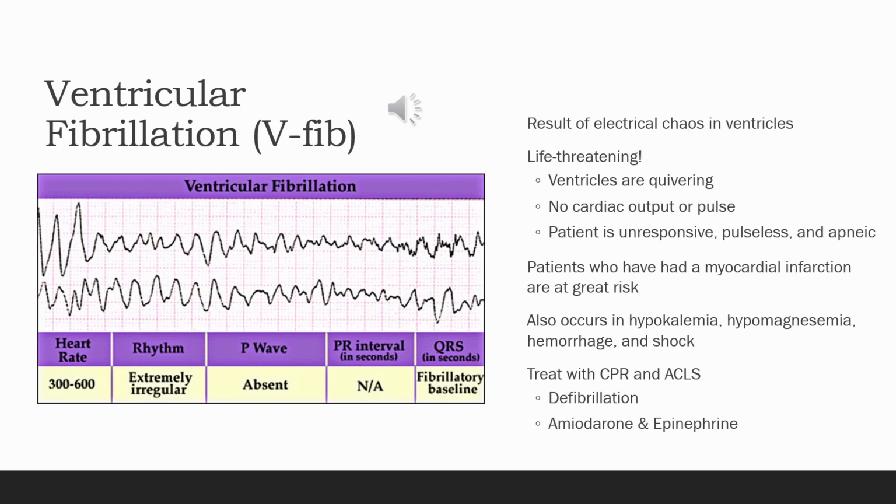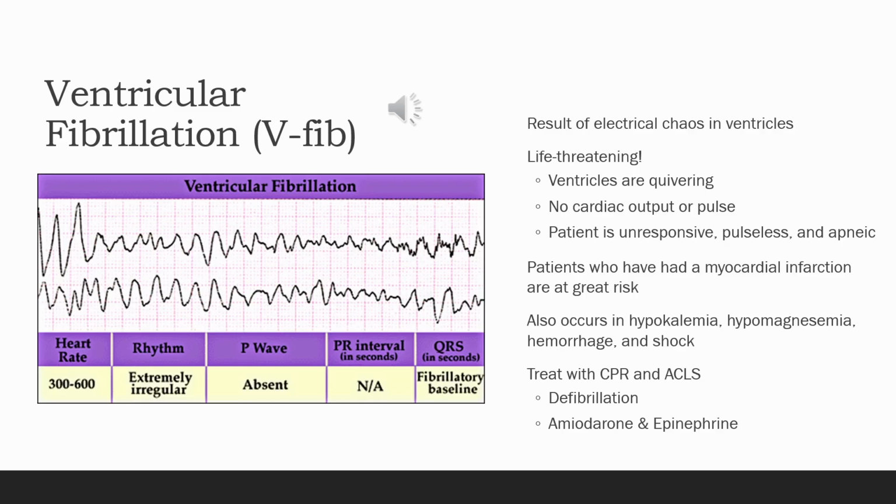So what causes VFib? VFib is oftentimes the first manifestation of coronary artery disease, or an acute myocardial infarction, or MI. It may be due to electrolyte imbalances like hypokalemia or hypomagnesemia, severe hemorrhage or shock, drug toxicity, including certain antiarrhythmic medications, surgical complications, or trauma.